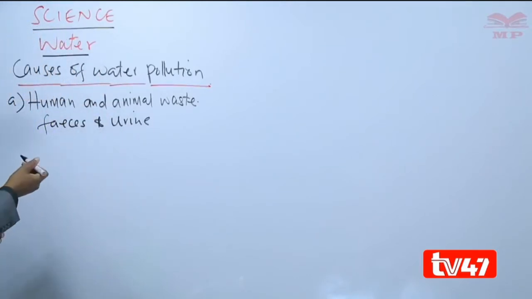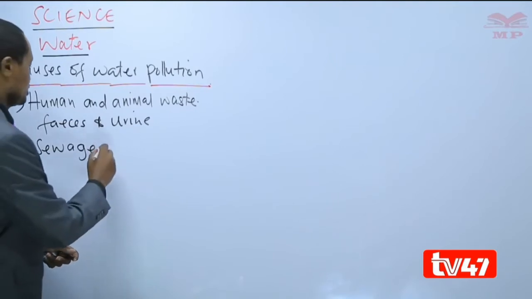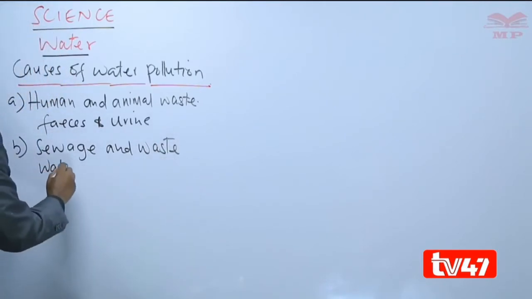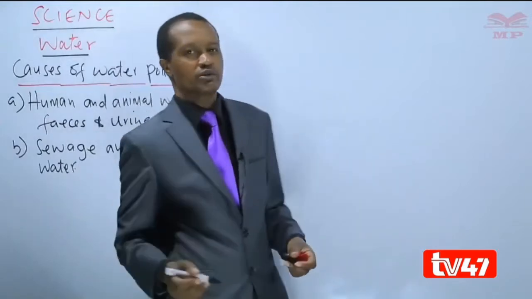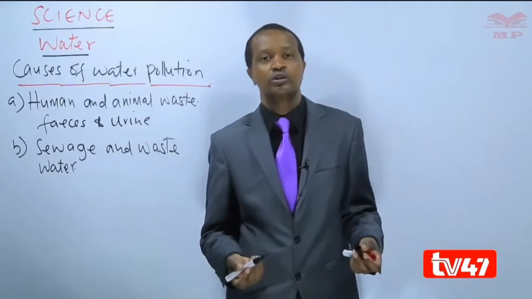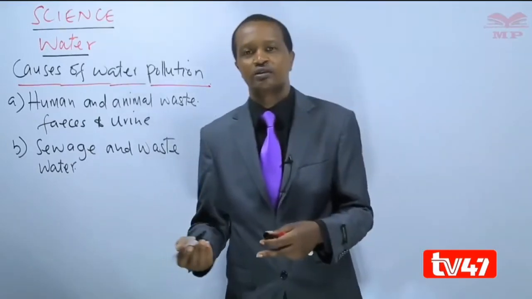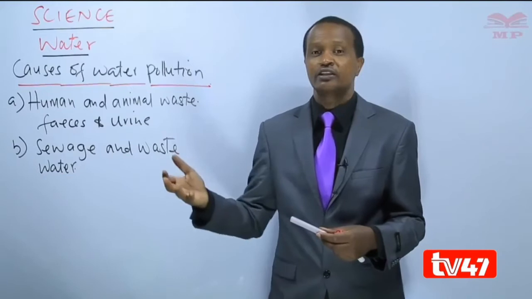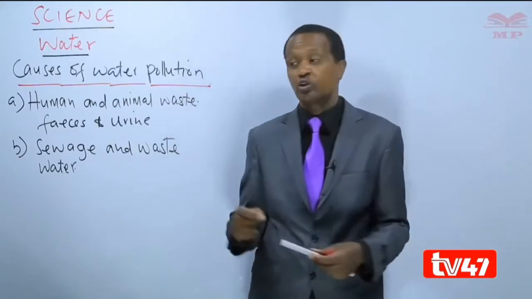Then there is sewage and wastewater. Sewage and wastewater is another cause of water pollution. We sometimes cook. We do laundry, that means washing of clothes. We flush toilets. We shower and do many things using water. And in towns and major cities, all the wastewater from various sources combines with other liquid waste to form what we call sewage.